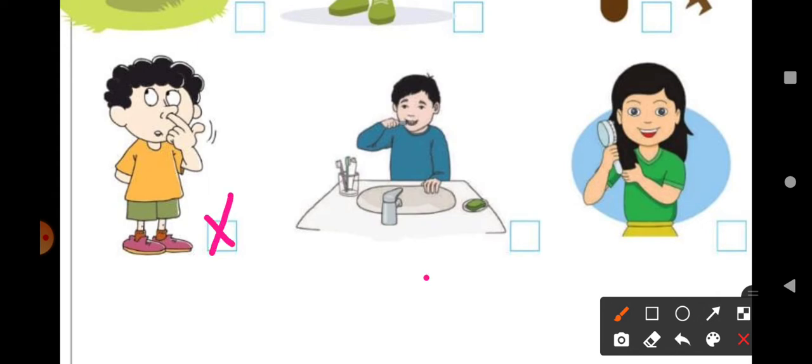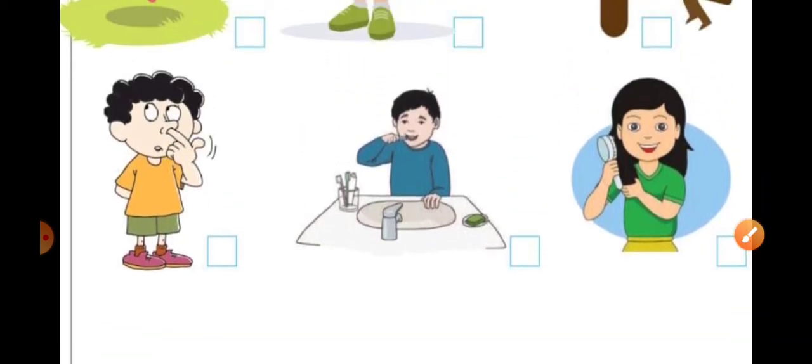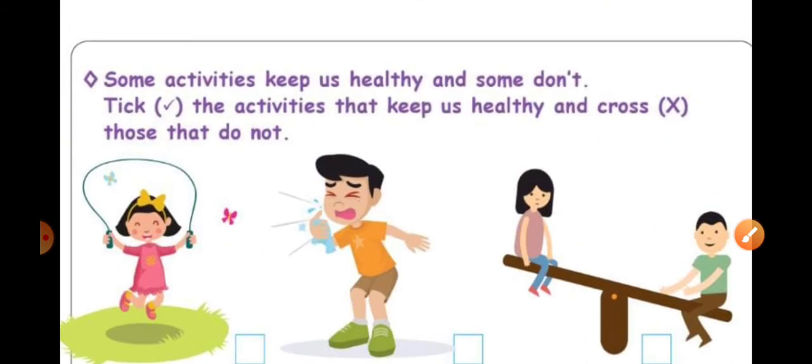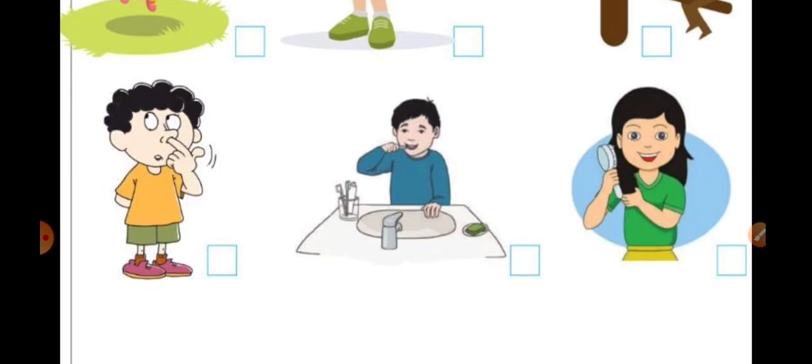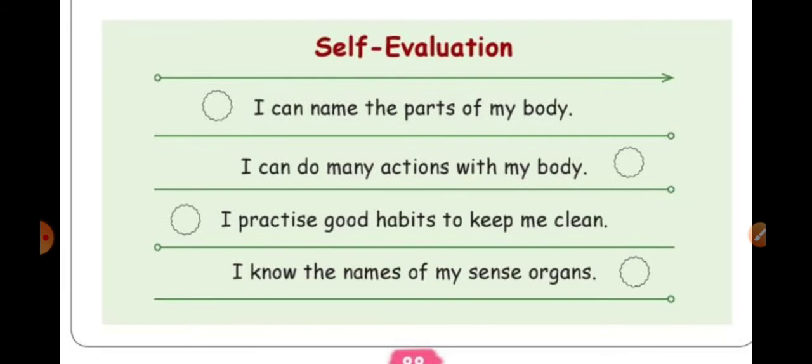And see the next one, he is brushing his teeth, it is healthy. The girl, she is combing her hair, it is healthy. You have to comb your hair also, it is also a healthy habit, okay? So you have to do all these exercises in your book, okay. So after that, self evaluation.